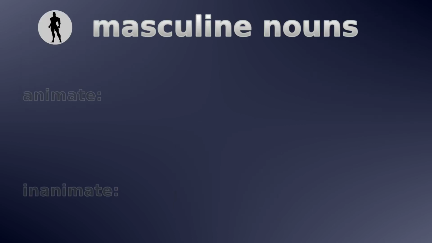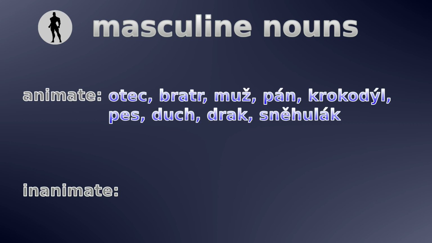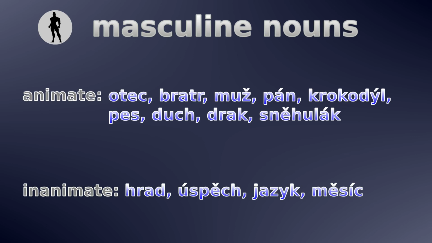The difference between animate and inanimate nouns happens only in masculine nouns, and recognizing which group a particular noun belongs to helps decide which pattern it follows while we use it in different grammatical cases. And also it changes the ending of the plural form of the noun.